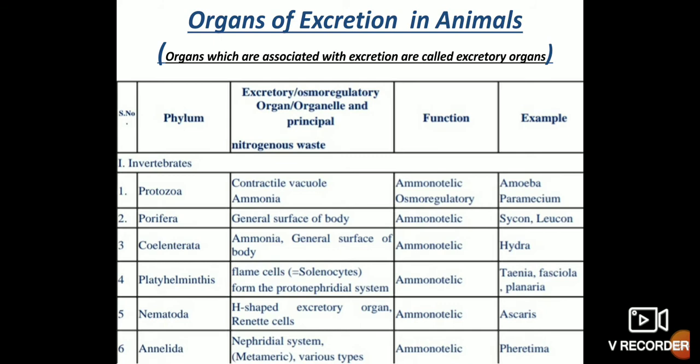Flame cells of protonephridia are the excretory structures in animals like platyhelminthes, rotifers, cephalochordates, and certain annelids. Apart from performing the function of excretion, these cells help in osmoregulation. Another excretory structure is the nephridia, found in many annelids like earthworm. Nephridia are tubular structures that help in removing nitrogenous waste and maintaining osmoregulation.